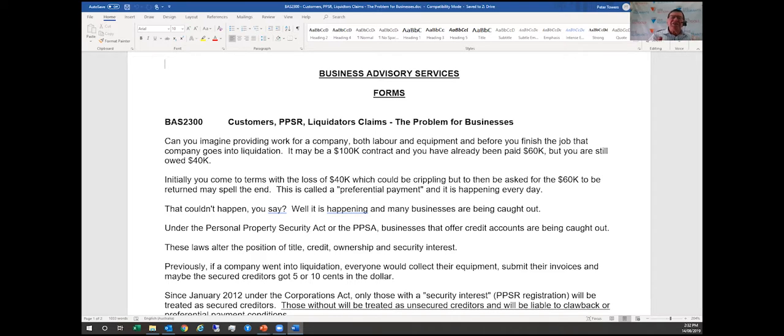And I think trades businesses are one of the areas that are most vulnerable to preferential payment claims, because they're working for a builder or a bigger contractor. And unfortunately, a large number of builders around Australia every year seem to get into some difficulties.